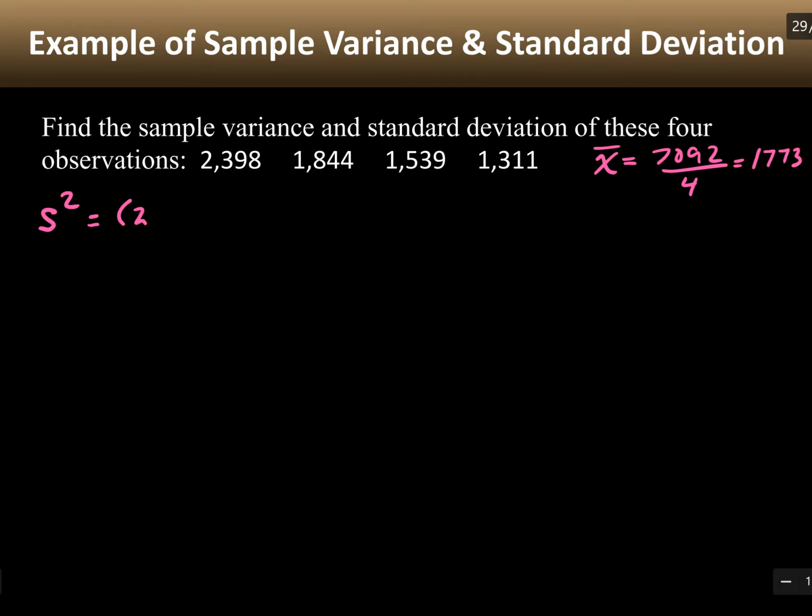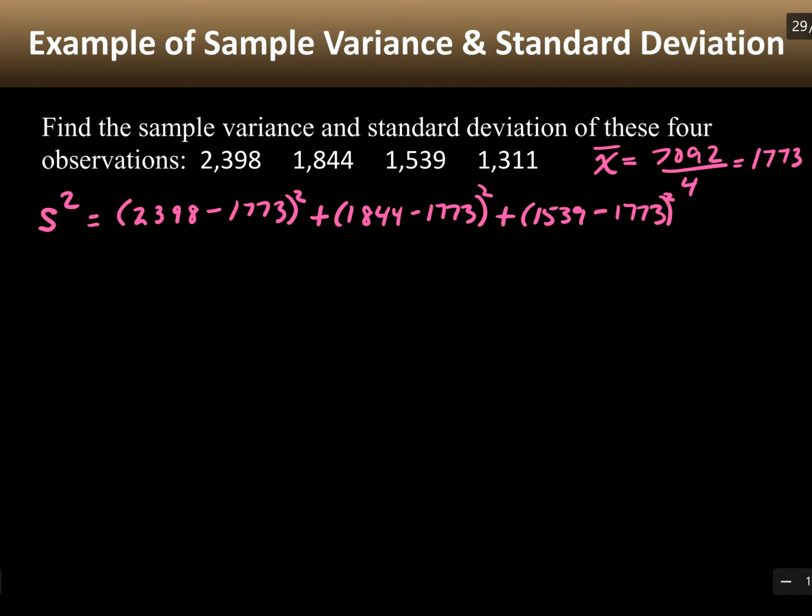So 2398 subtract 1773 squared. Add it to the next one. 1844 subtract 1773 squared. Next one, 1539, whoops, don't want the bracket yet, subtract 1773 squared. And let's see if I can get this in. The last one is 1311, subtract 1773 squared.